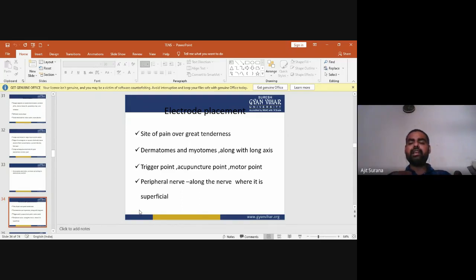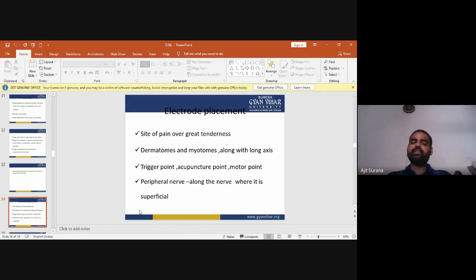How we place the electrodes in the TENS. First, we place the electrode over the site of pain or over the great tenderness. The second one is over the dermatomes and myotomes along the long axis. We place the electrodes over the dermatomes and myotomes along the long axis.